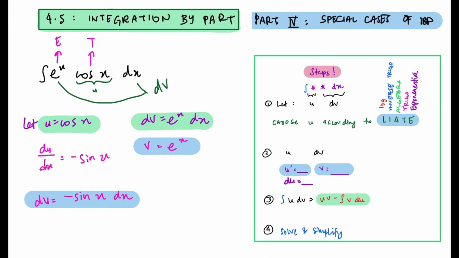Now let's proceed with this one here. dv is equal to e to the power of x dx. Let us integrate this one. Integrate dv is v. Integrate e to the power of x dx is just e to the power of x. So now we are finished with that.